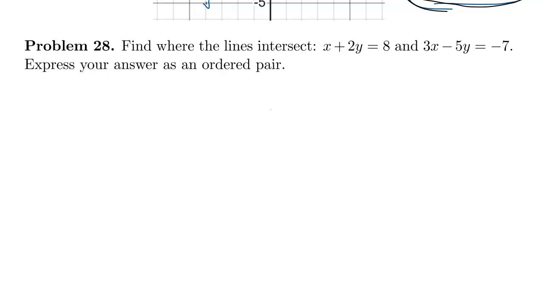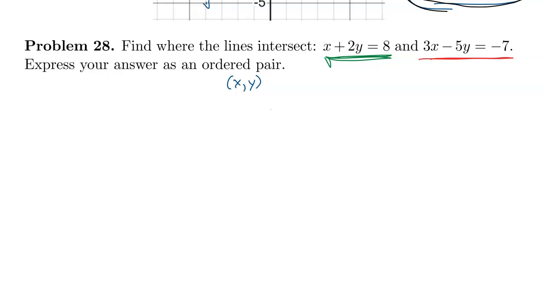In problem 28, I want to find where these two lines intersect. x plus 2y equals 8, and 3x minus 5y equals negative 7. And ultimately, we want to express our answer as an ordered pair, an xy ordered pair. Since these are lines, we can express them graphically.